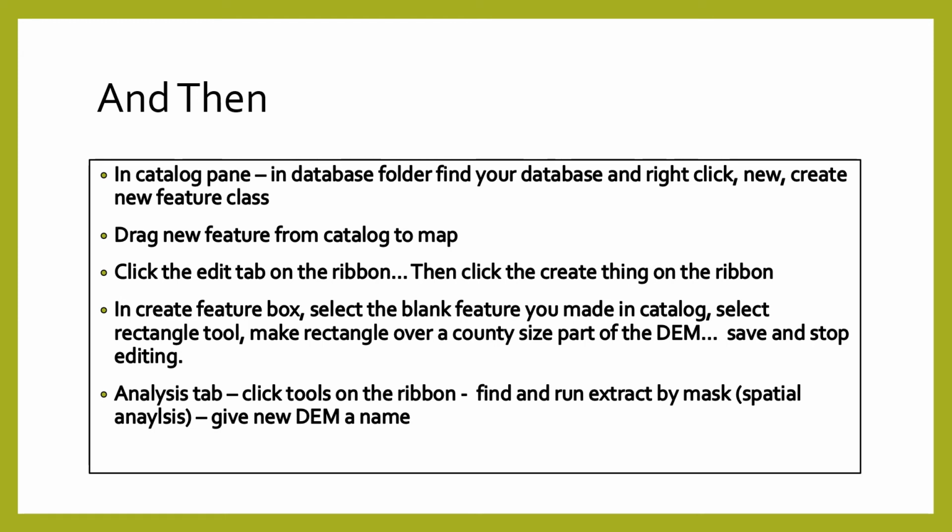And after that point, you can go to the Analysis tab. And where's that at? Back up top on that ribbon, find Analysis, click on it, and as soon as you do, you'll be able to click on the Tools tool on the ribbon. And the first tool that you're going to look for is one called Extract by Mask. It's in Spatial Analyst for those of you that are wondering. And you're going to run that tool, which will then extract just a tiny bit of your DEM, the size of your polygon you just made. But you need to give it a new name. I called mine Tiny.